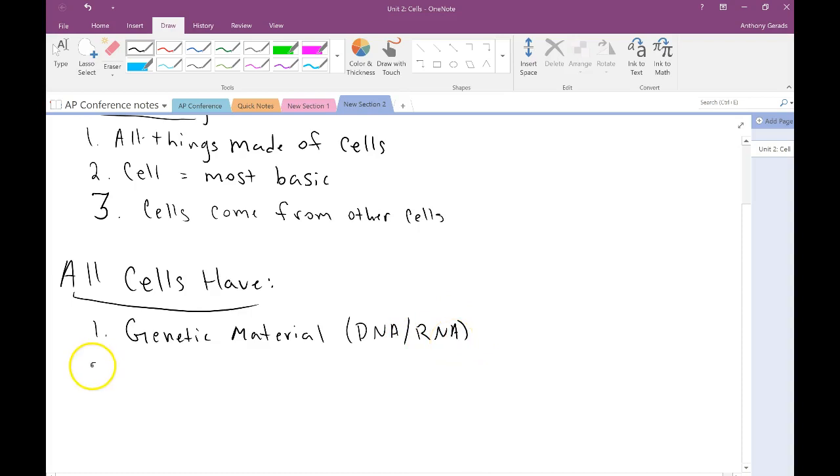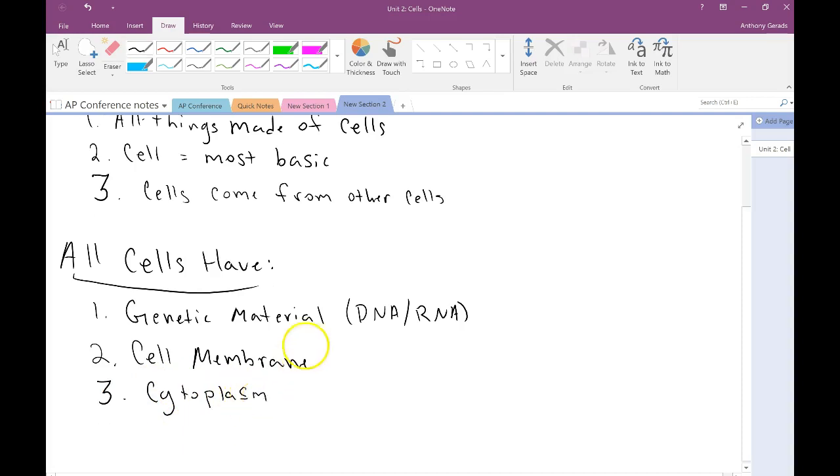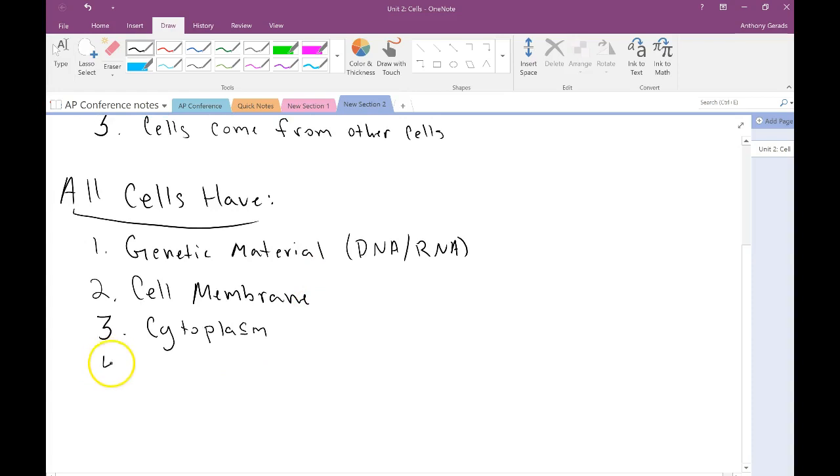And then, number two, every single one of them is going to have a cell membrane. No matter what, whether it's a plant cell, a bacterial cell, a eukaryotic cell, or an animal cell, every single one of them is going to have a cell membrane. Yes, plant cells and bacteria cells might have a cell wall, but they still have a cell membrane also. Then number three, they're all going to have cytoplasm. And we're going to go into detail about what all of these do, so just hold on to your britches.